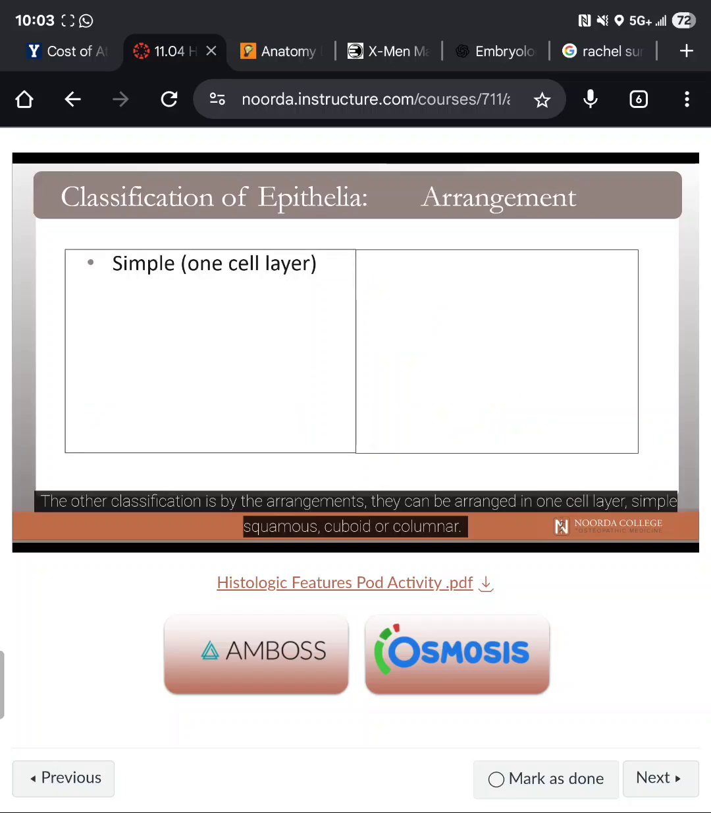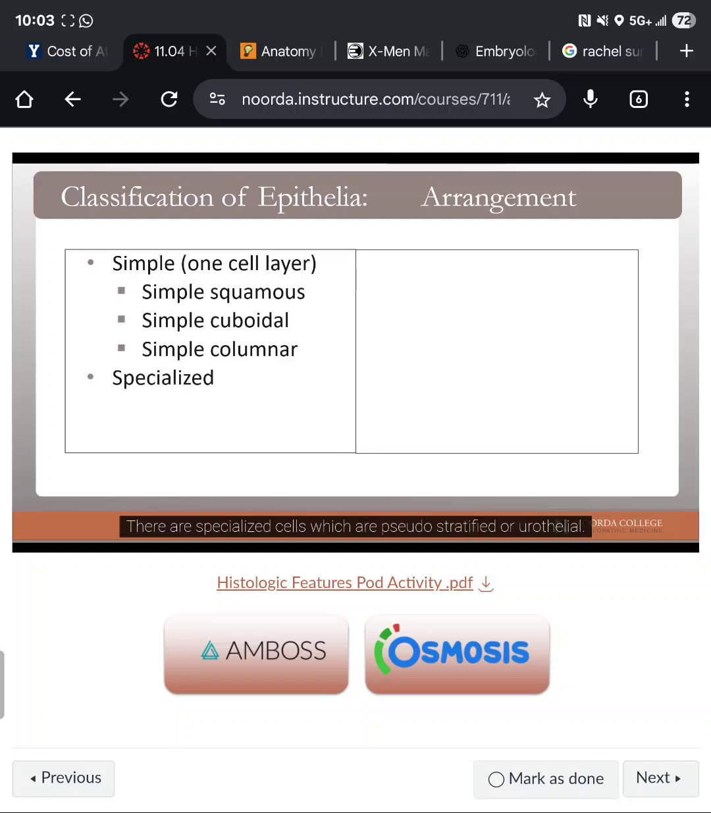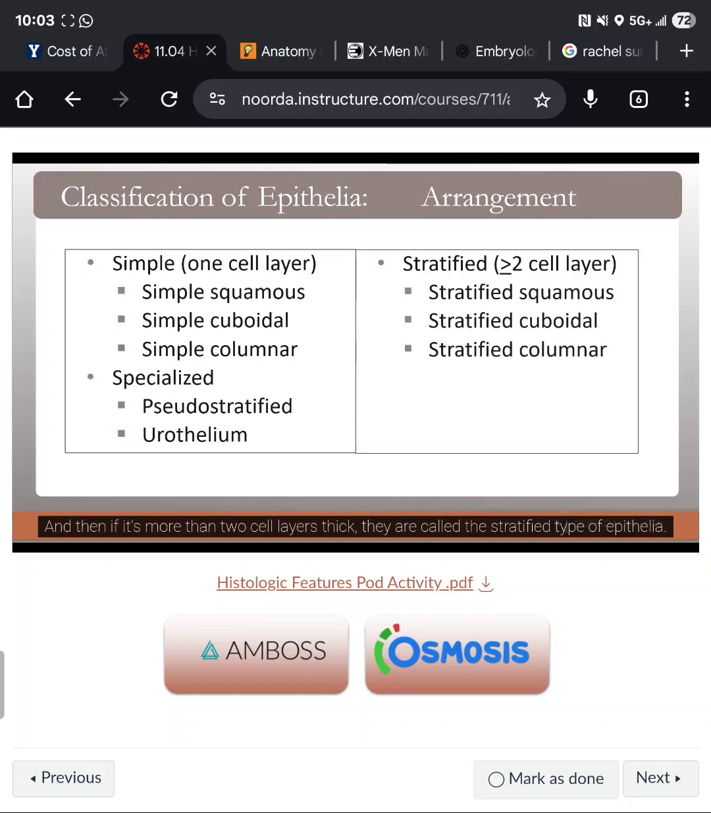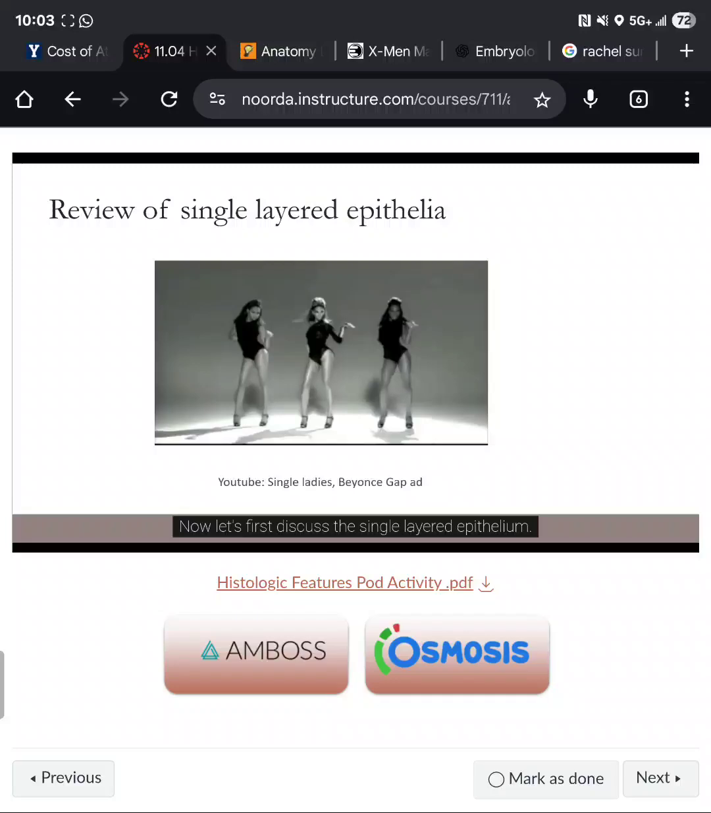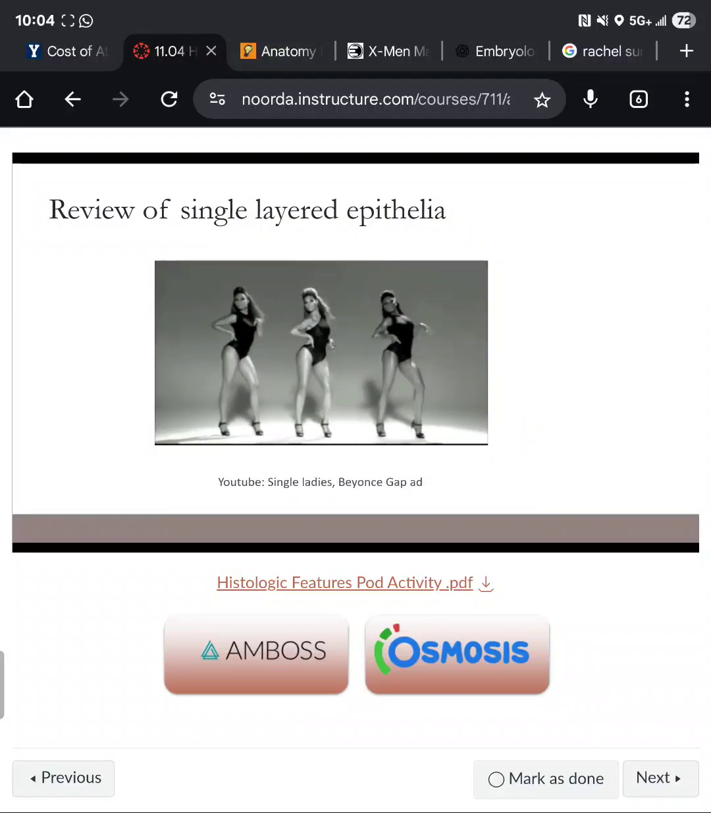The other classification is by the arrangements. They can be arranged in one cell layer: simple squamous, cuboidal, or columnar. There are specialized types, which are pseudostratified or urothelium. And if it's more than 2 cell layers thick, they are called the stratified type of epithelia. Now let's first discuss the single layered epithelium.